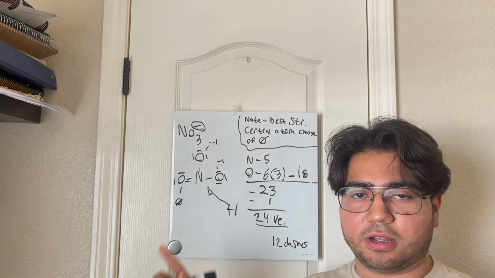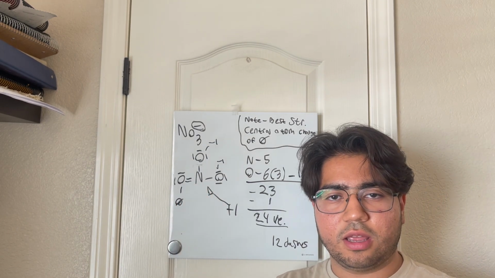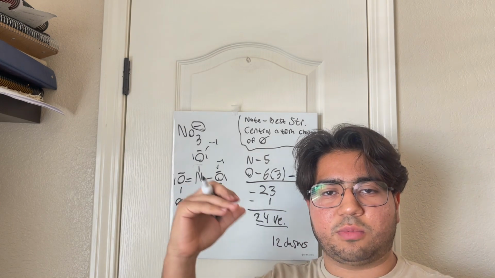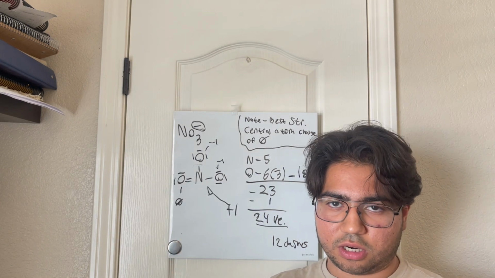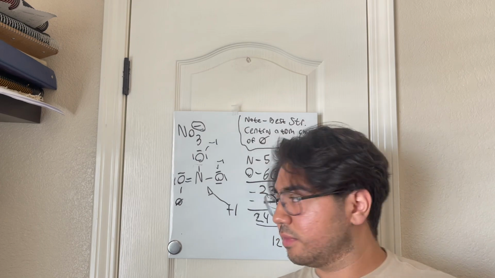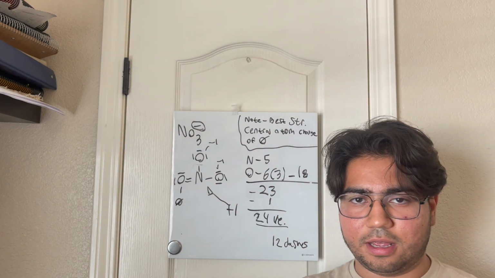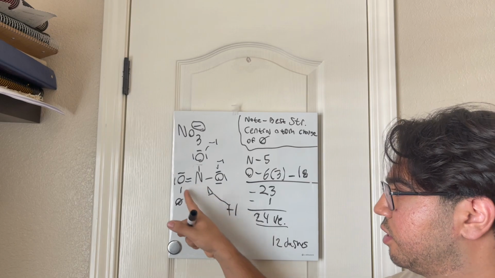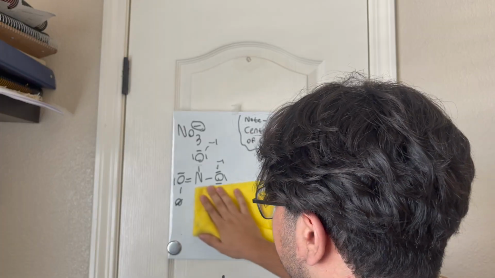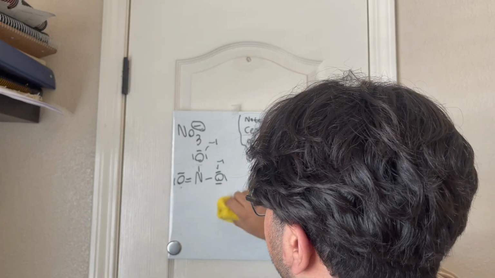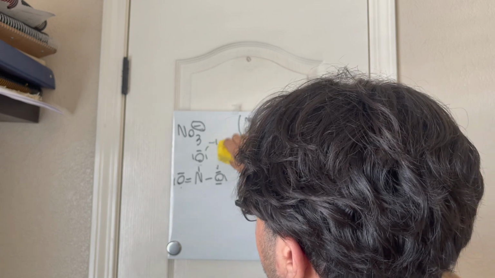We have to have a central atom formal charge of 1 because the octet rule has priority over formal charge. Okay, cool. So this is our best structure. Now, before I erase the structure, I want to go over something called resonance.